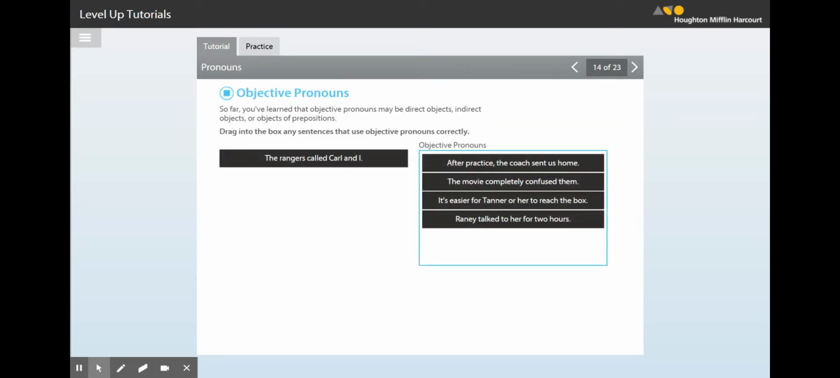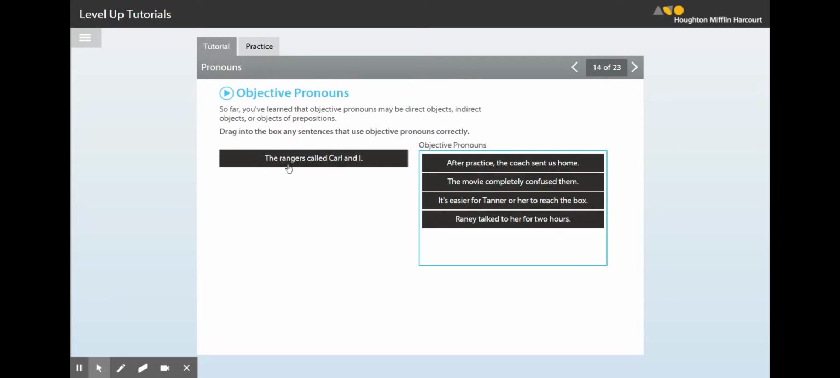So far, you've learned that objective pronouns may be direct objects, indirect objects, or objects of prepositions. So in this box, you can see that all of these objective pronouns are being used correctly. So after practice, the coach sent us home. The movie completely confused them. It's easier for Tanner or her to reach the box. Rainey talked to her for 2 hours.